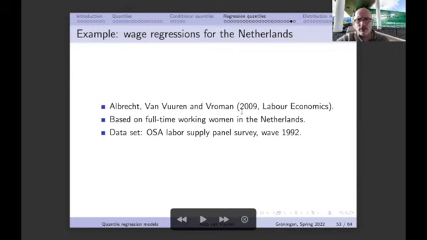Now you should realize, of course, that this paper is already quite old, 2009, but it was not as old as the data that we were using. The reason why we used this data was because it was a little bit richer than all of the other waves that were at that time available. So that was the main reason. Let's look at the results.